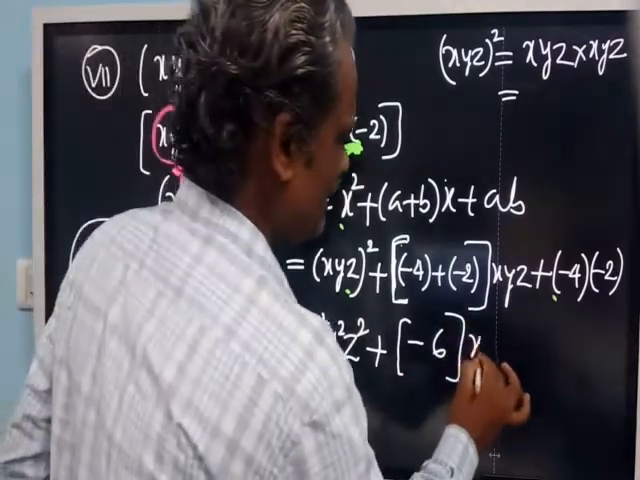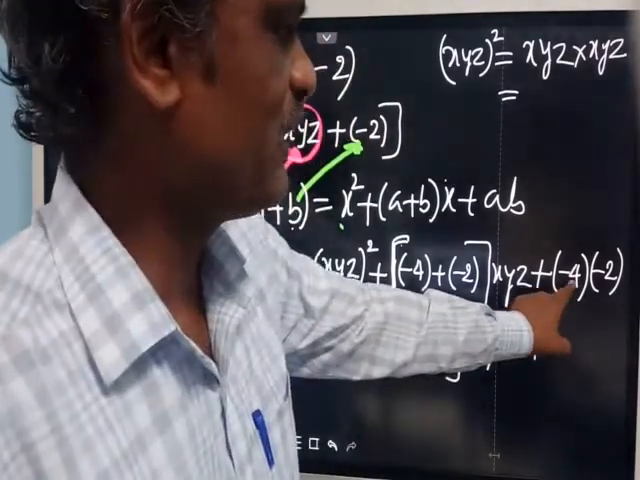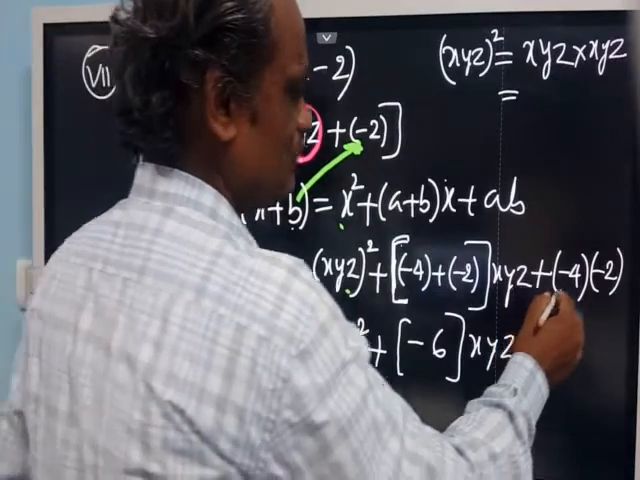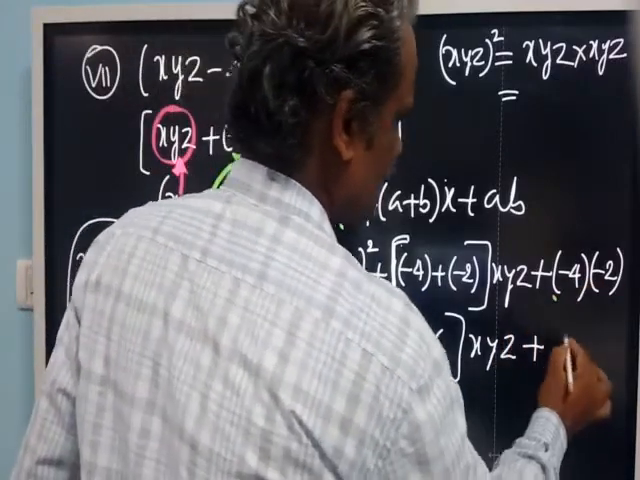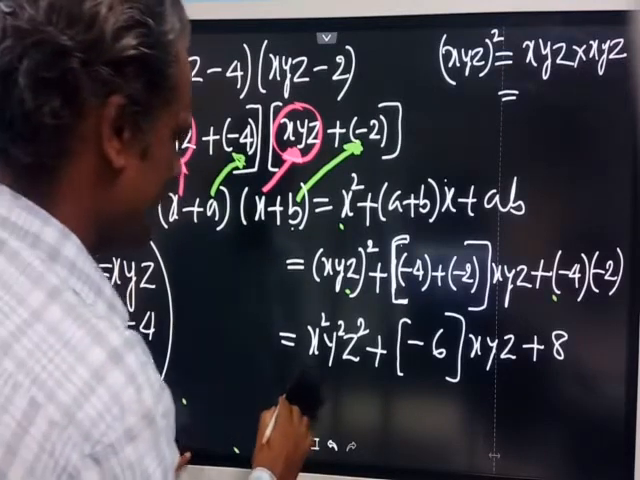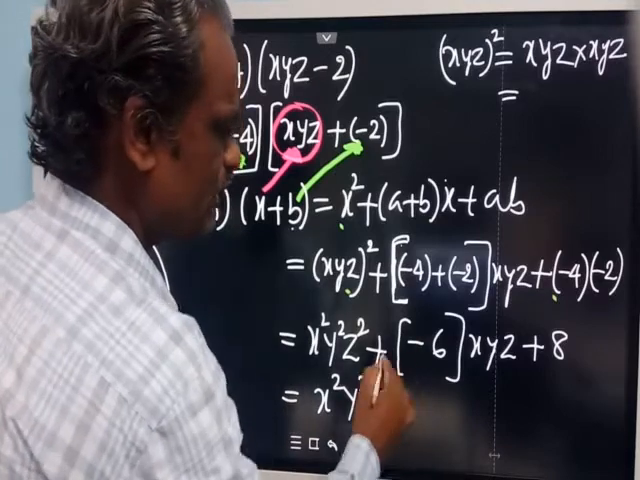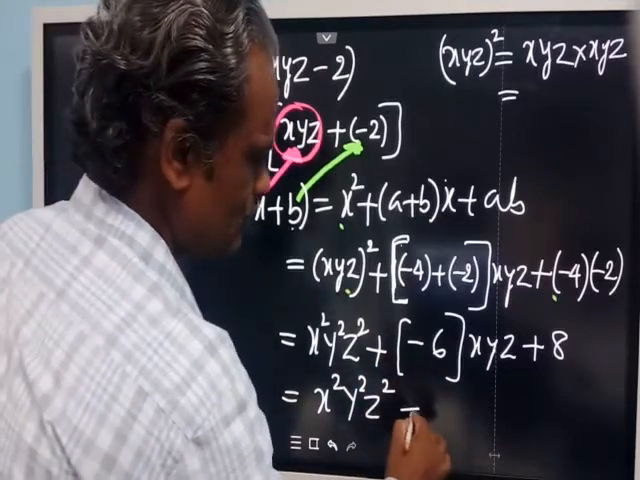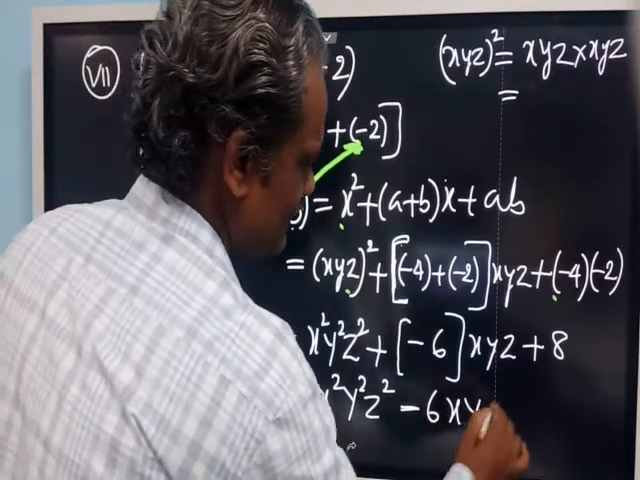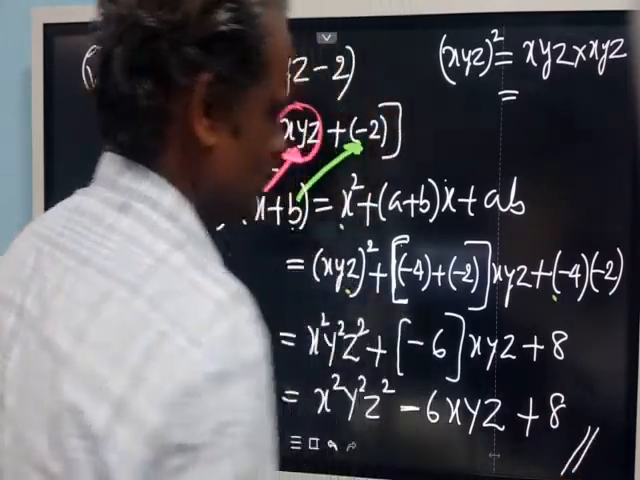Then into x, y, z. Plus, these two negative numbers: the product of negative numbers, minus and minus, gives you plus only. 4 twos are 8, minus 4 into minus 2 is 8. Now write again, x square y square z square. Here plus into minus, minus, it becomes minus 6xyz. Last term as it is, 8. So this is the solution.